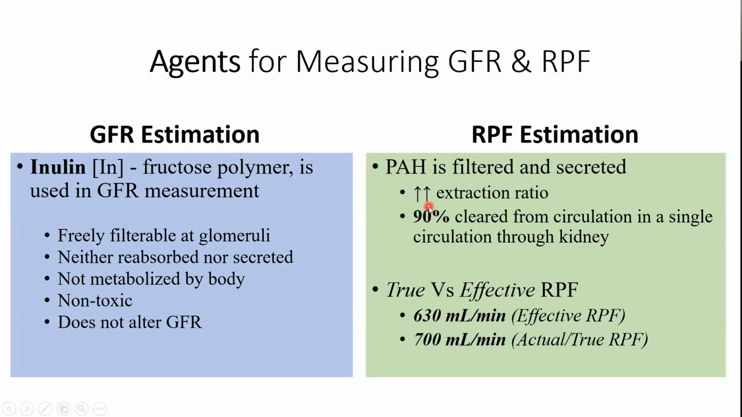Don't be bothered about this for the moment. Just look at the left side, the blue box of this slide. Inulin is not produced in the body. It's actually a fructose polymer. You get it from a pharmacy. You inject it in the person according to a specific protocol. It's the ideal substance for GFR estimation because it is freely filterable at the glomeruli. As I said, it's not reabsorbed or secreted. It is not metabolized by any other organ of the body. It is just filtered at the nephron.